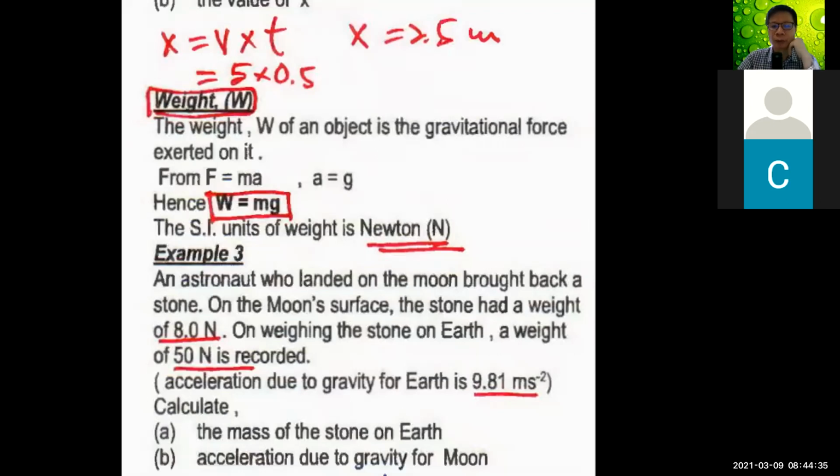Okay. So now in this question, the value of acceleration is given. Acceleration due to gravity is 9.81.